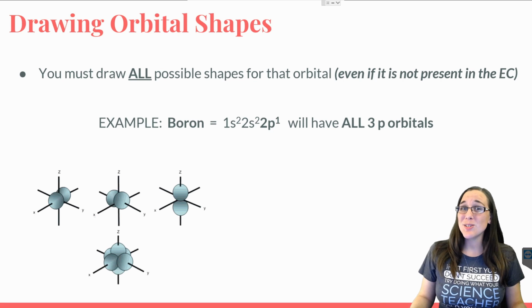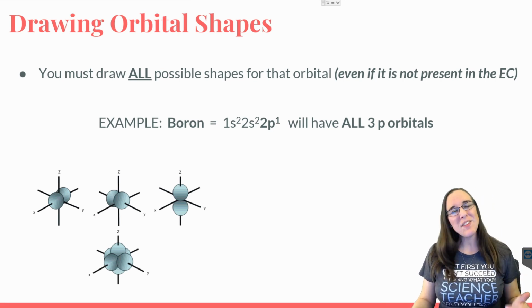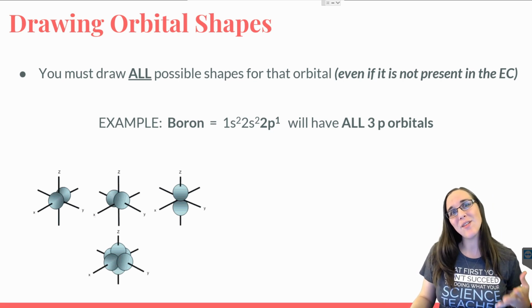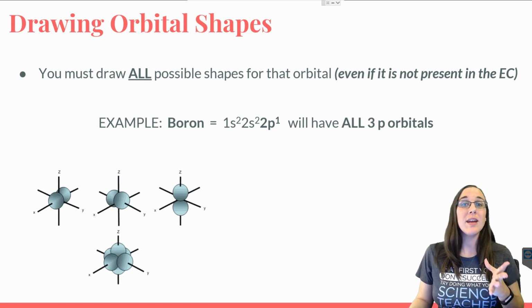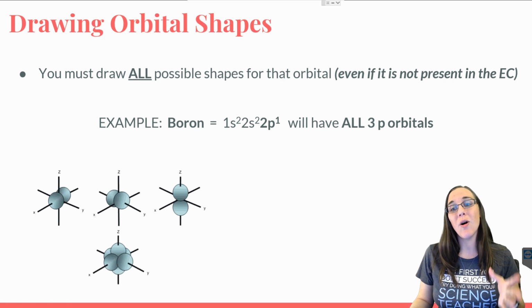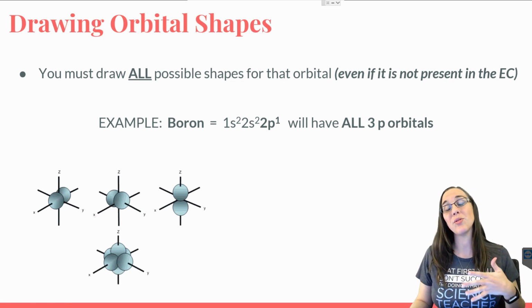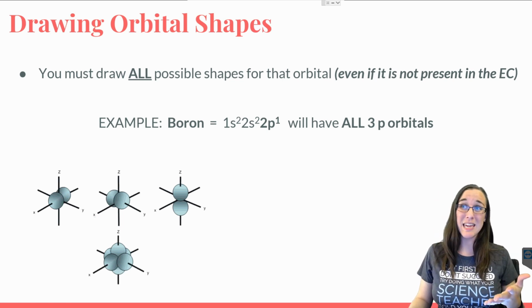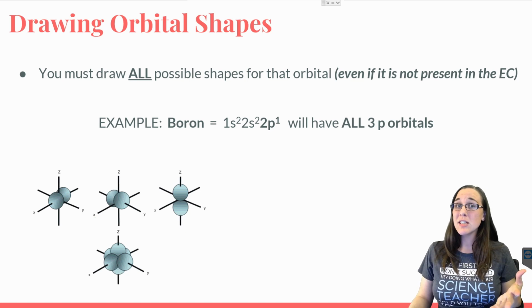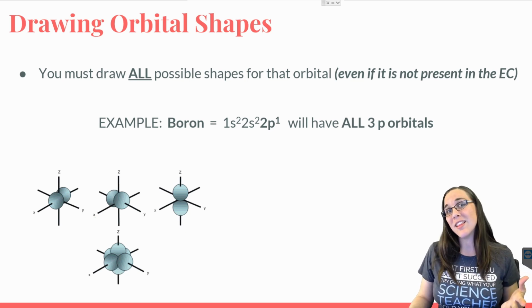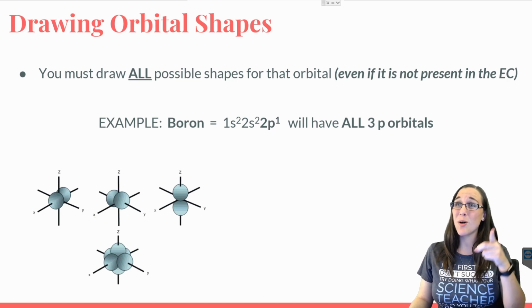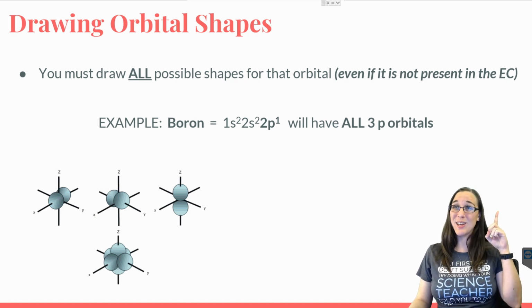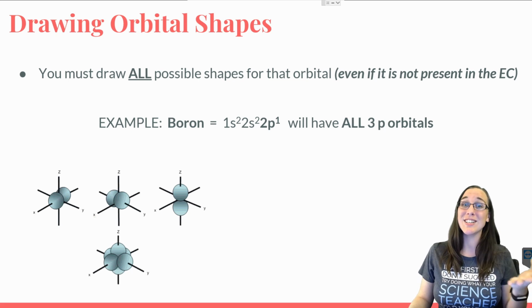And in order to do so, please keep in mind that even if you don't have enough electrons to fill all of the orbitals, if you're in the p block, you still have to show all 3 p orbitals, all 3 orientations for p, even if they're not all filled. So if you're that one lucky electron living in the Family Guy's household, if you didn't catch that reference, please go back and watch my other video on electron configurations to understand that.